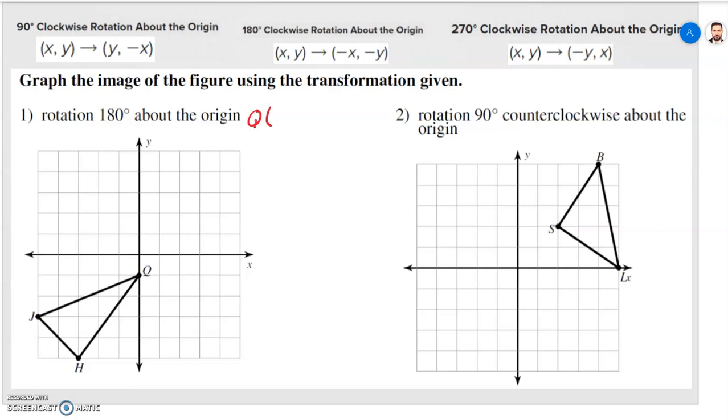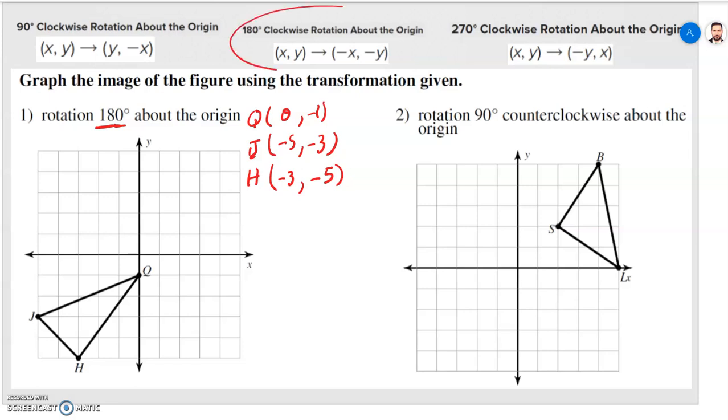So I will write Q, J, and H. The coordinates of Q is 0 and -1, H is -3 and -5, J is -5 and -3. This is the coordinate of the Q, H, and J for the triangle. The triangle is given, the question is 180 about the origin.